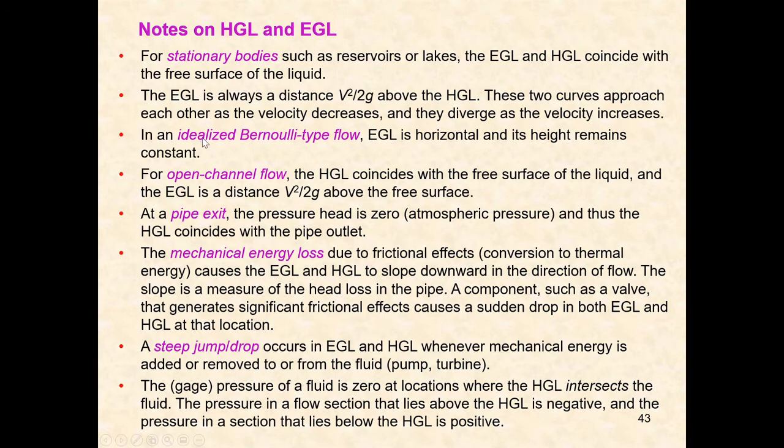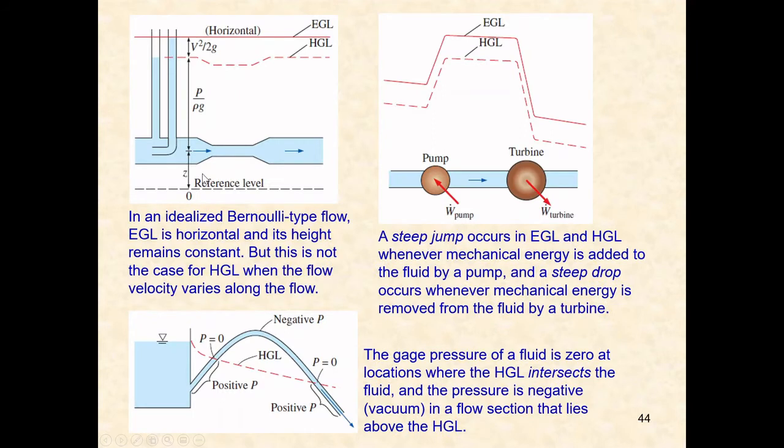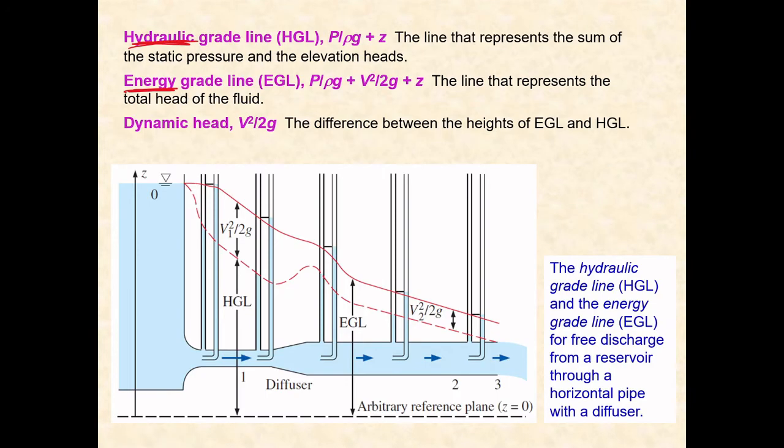In an idealized Bernoulli-type flow, the EGL is horizontal and its height remains constant. So for the case of idealized Bernoulli-type flow, the EGL is always horizontal, but we have an HGL that changes according to the difference of velocity. So in the idealized Bernoulli case, the EGL will be horizontal. Alright.